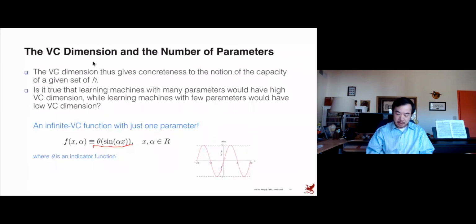So that definitely says something about the power of this function, right? This is different from another function which is just a straight line, that also has one parameter. This sinusoid is obviously more powerful than the straight line. But how to show that? You cannot show that by comparing the number of parameters, but you can show that by comparing the number of data points you can shatter.